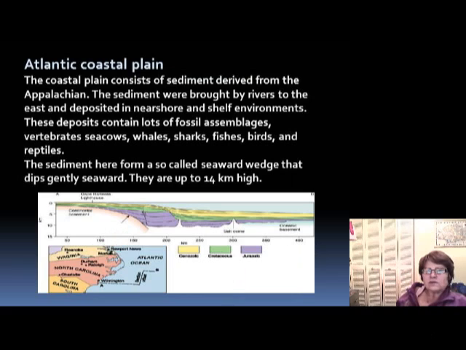Now, the Atlantic coastal plain consists of sediments which are derived from the uplifted Appalachians and before, of course. The sediment was mostly brought in by rivers, and the sediments on the coastal plain have a lot of fossil assemblages. These are mostly sea cows, whales, sharks, fishes, birds, and reptiles.